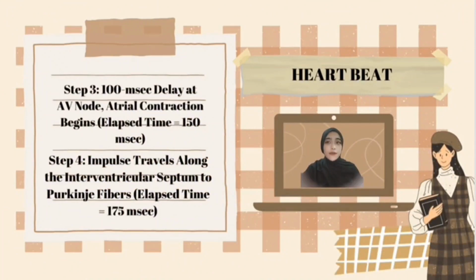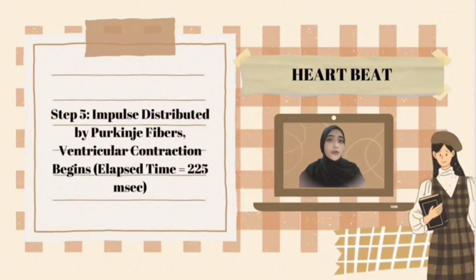Step 3 is where a brief delay at the AV node ensures ventricles are adequately filled before contraction. Subsequently, the electrical signal passes through the AV node, initiating both atrial and ventricular contractions. Then, the impulse travels swiftly down the interventricular septum, reaching the Purkinje fibers that distribute the signal to the ventricles and the papillary muscles. Lastly, Purkinje fibers ensure synchronized ventricular contraction, completing atrial contraction and initiating the forceful pumping of blood into the circulatory system.